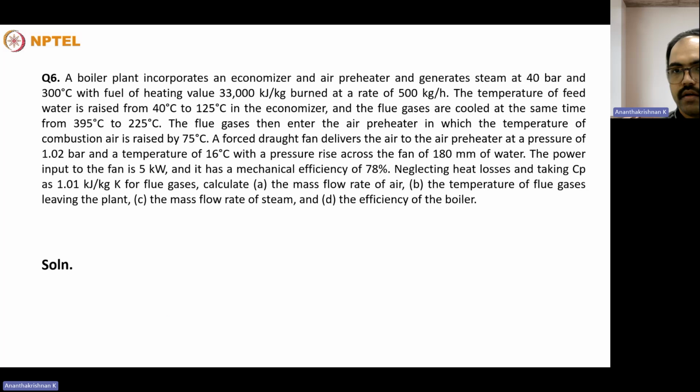So I'll read through it. A boiler plant incorporates an economizer and air preheater and generates steam at 40 bar and 300 degrees Celsius. So it has an economizer, an air preheater, and generates steam at 40 bar.